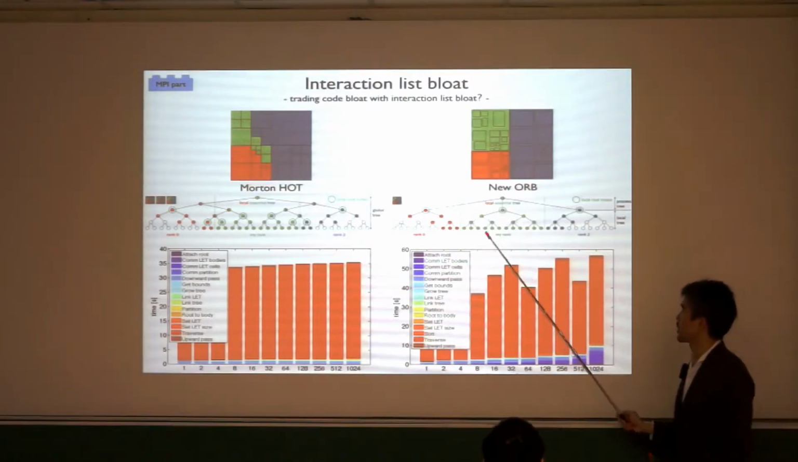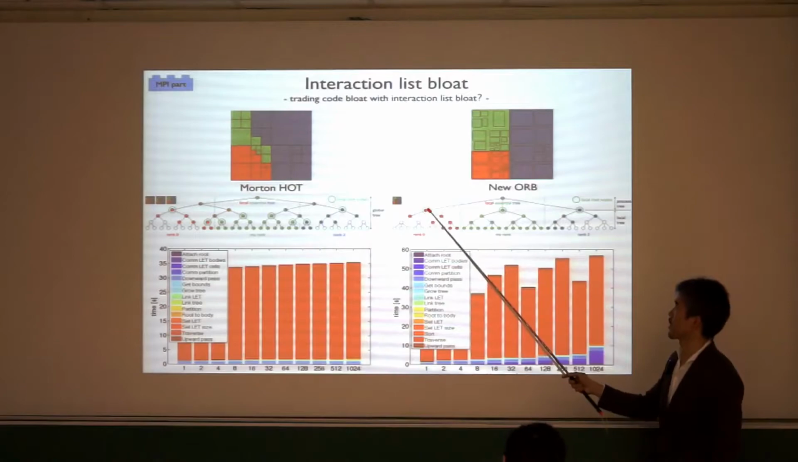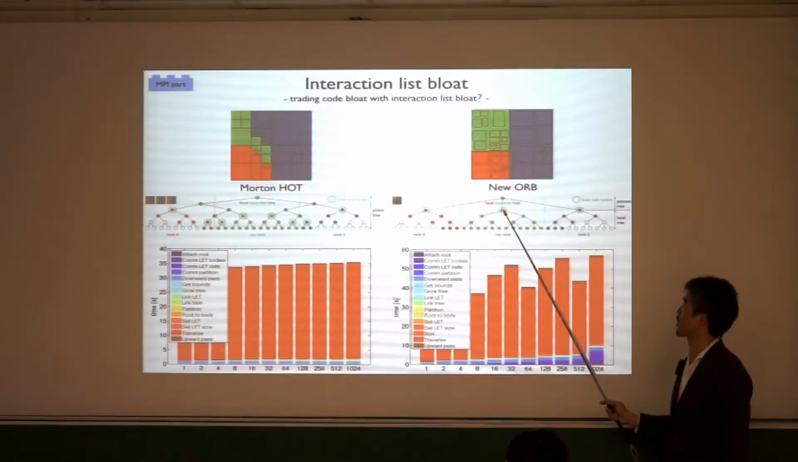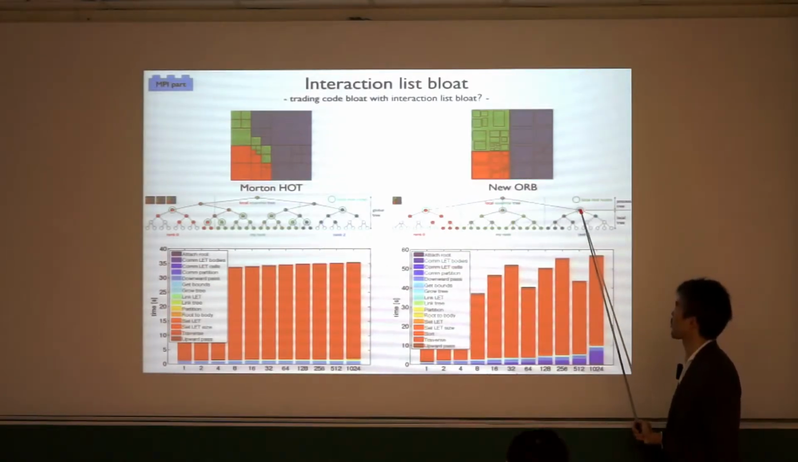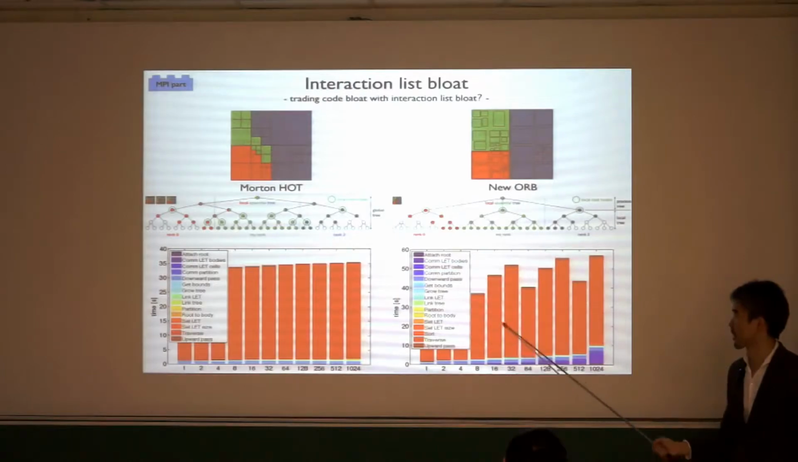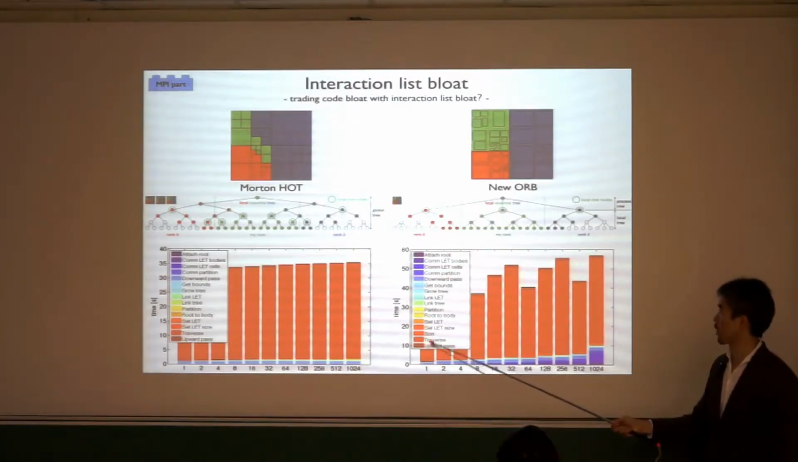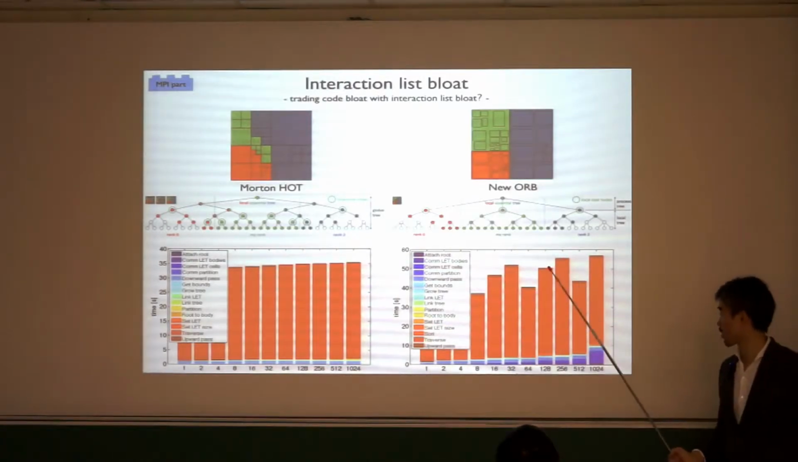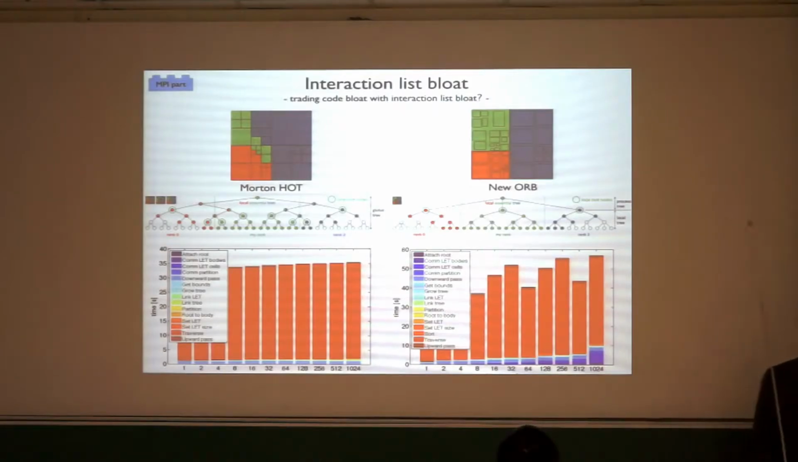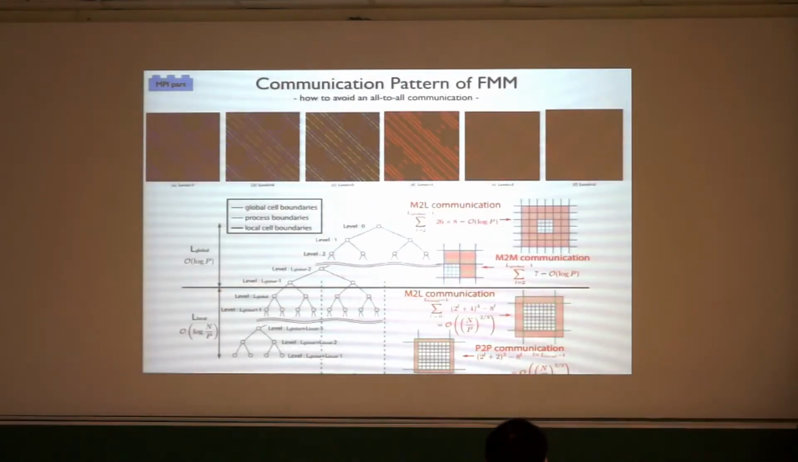So even though it looked like a nice idea that you could just graft the root nodes of the subtree to the global tree, it turned out that the interaction list size grows, and then the M2L calculation takes longer and longer. So that was one thing.